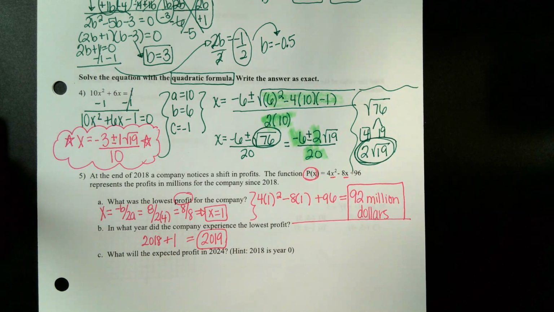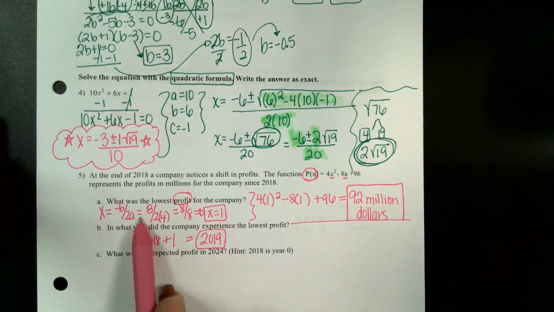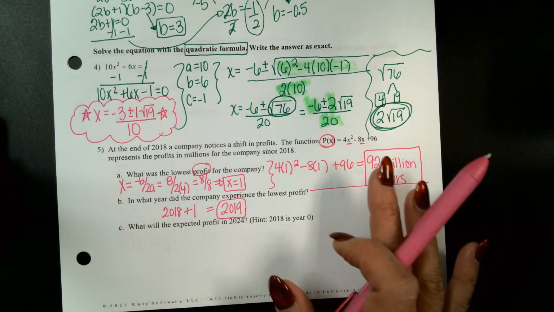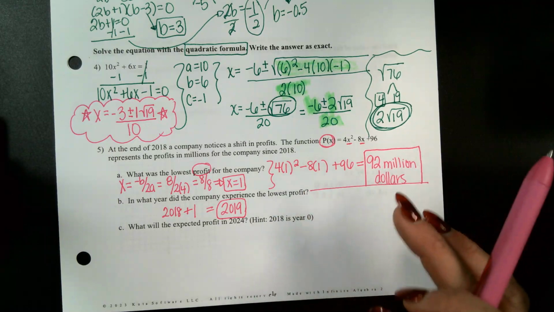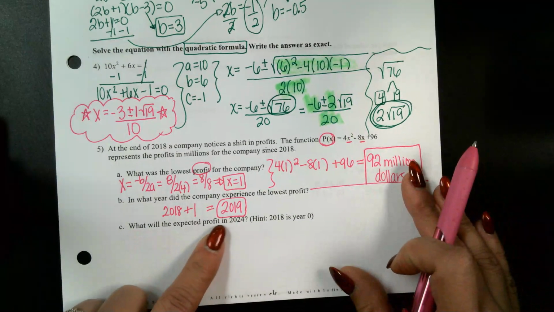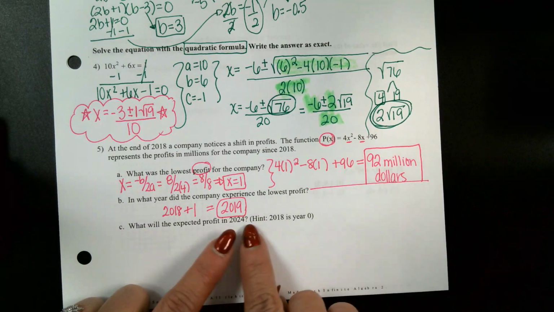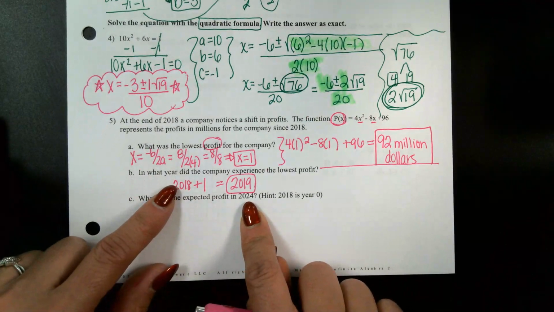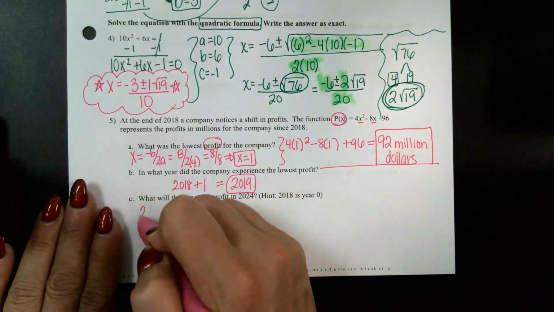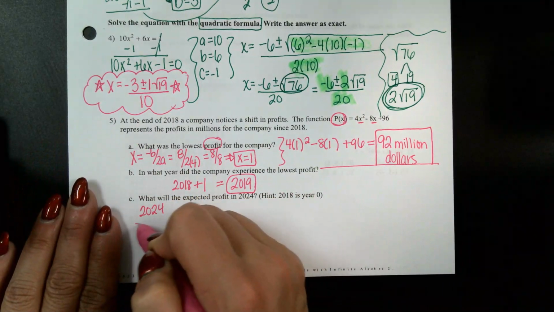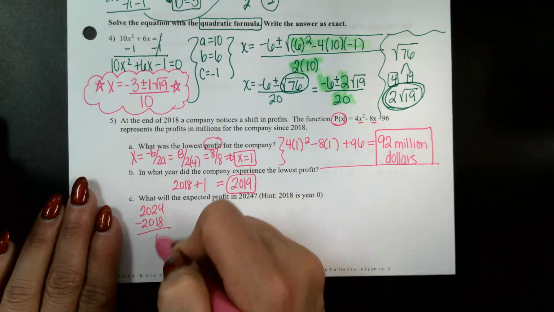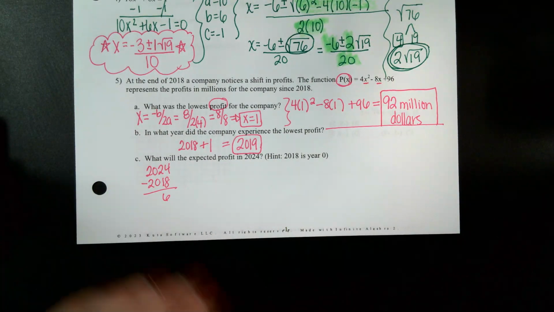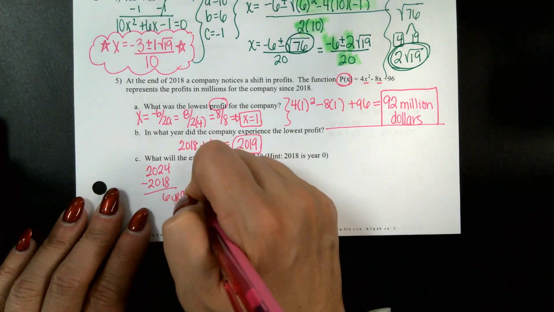When we found x here, that represented how many years after 2018 it hit that profit. Right here it says, what's the expected profit in 2024? Well, how many years after 2018 is 2024? If you didn't know it was 6, you're just subtracting: 2024 minus 2018. So that's going to happen 6 years later.